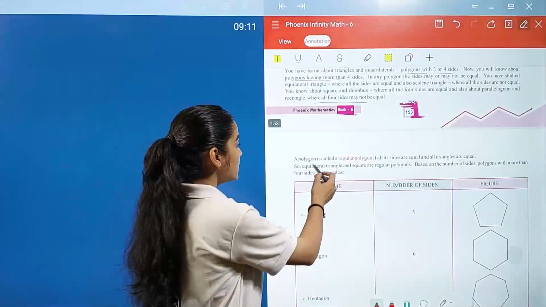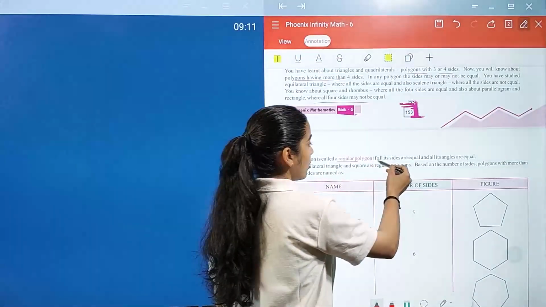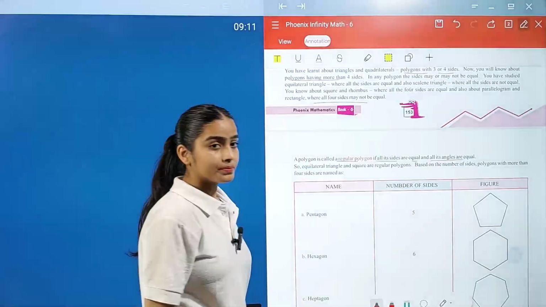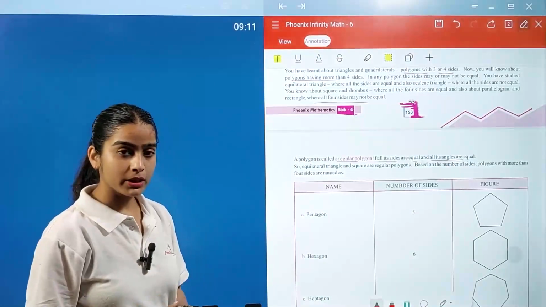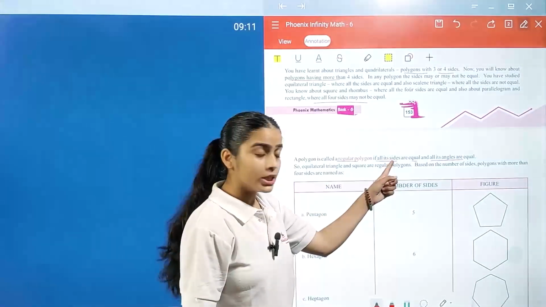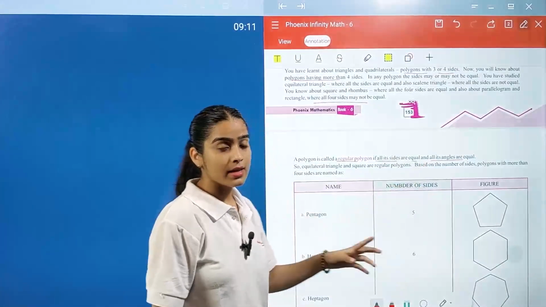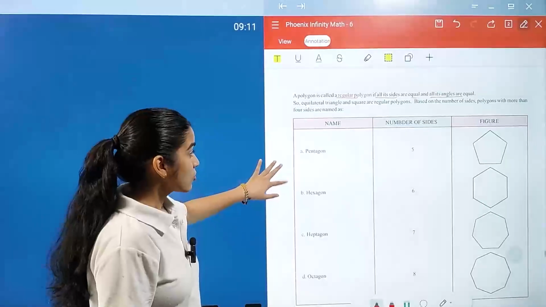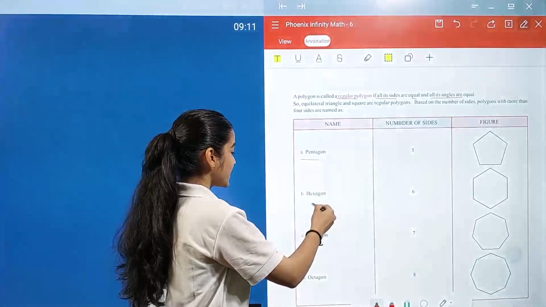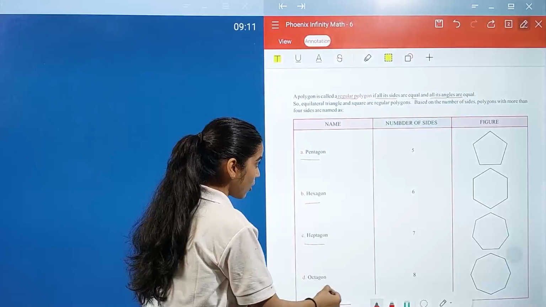So a polygon is called a regular polygon if all its sides are equal and all its angles are equal. So regular polygon means there are two conditions. It should have all equal sides and all angles equal to each other. So we have some regular polygons like pentagon, hexagon, heptagon and octagon.